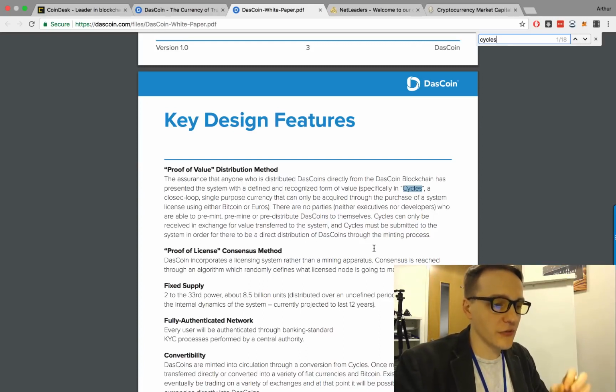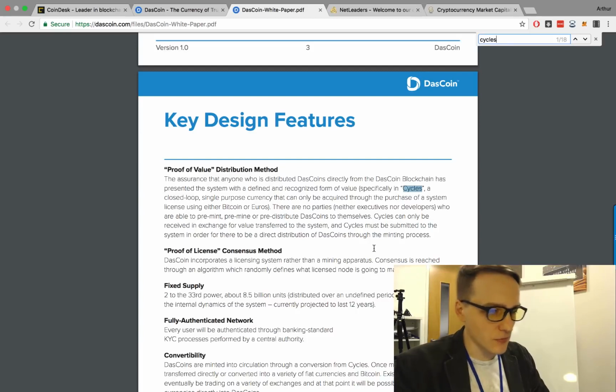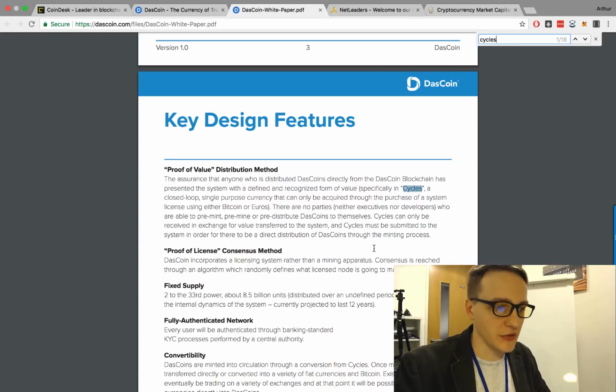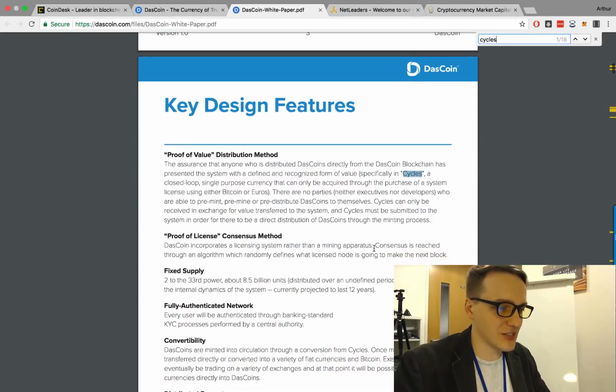There are no parties, neither executives nor developers, who are able to pre-mint, pre-mine or pre-distribute DasCoins to themselves. Cycles can only be received in exchange for value transferred to the system, and cycles must be submitted to the system in order for there to be a direct distribution of DasCoins through the minting process. So cycles is the only way to get DasCoins effectively, and as you can see, they are being created through the minting process that DasCoin has and the DasNet system.